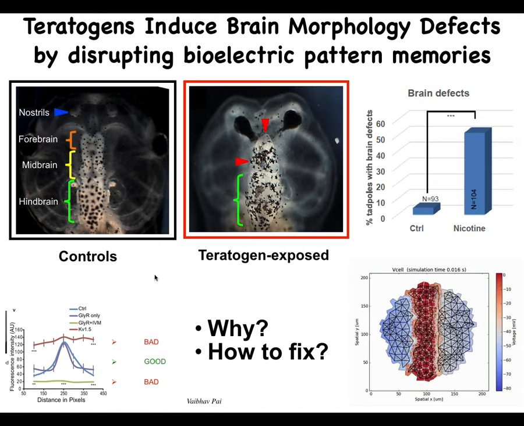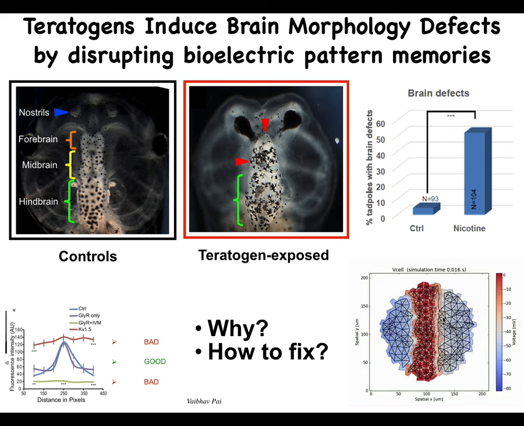Here's an example of taking that approach to deal with birth defects. So here is a normal tadpole brain. You've got your forebrain, midbrain, and hindbrain. If that embryo is exposed to teratogens, you can see some defects here. So basically, there's profound defects here. And the question is, how do we repair it?